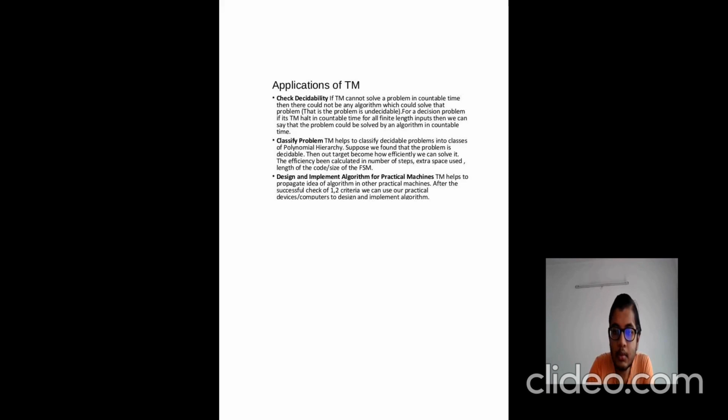Classify the problem. The Turing machine helps to classify decidable problems into classes of the polynomial hierarchy. Suppose we found that a problem is decidable, then our target becomes how efficiently we can solve it. The efficiency is calculated in the number of steps, extra space used, length of the code or size of the FSM. Design and implement algorithms for practical machines. The Turing machine helps to propagate the idea of an algorithm to other practical machines. After the successful check of the first two criteria, we can use our practical devices or computers to design and implement the algorithm. So this was about the applications of a Turing machine.